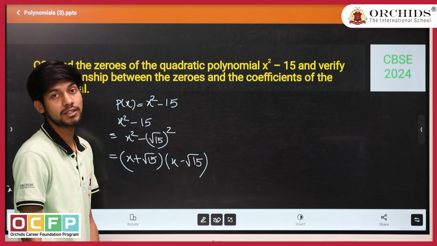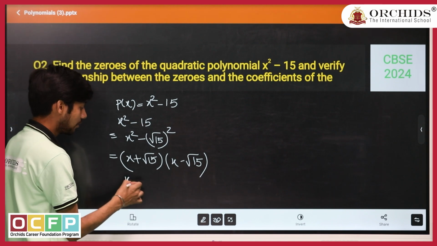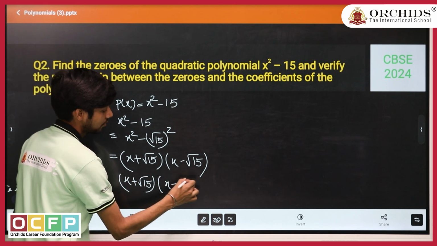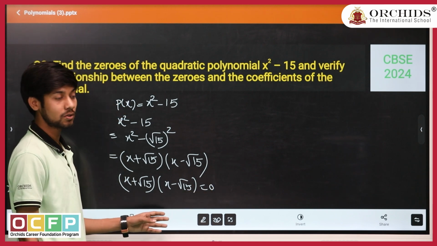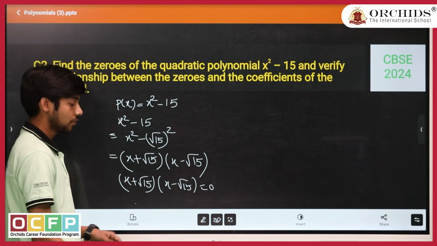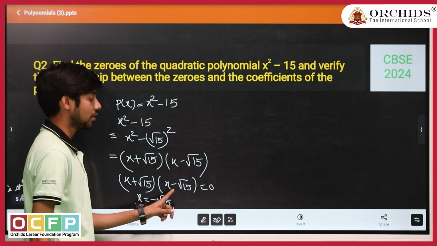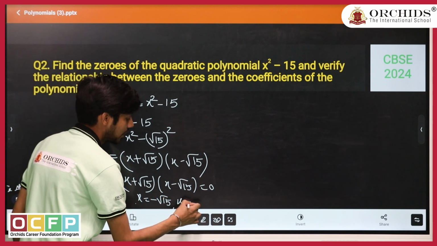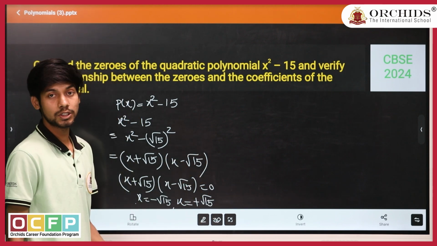Now after factorizing it to find the zeros, we equate it with 0. So if we equate x plus root 15 into x minus root 15 with 0, we will say either this is 0 or this is 0. So if we put this equal to 0, we will get x is equal to minus root 15, and if we put this factor as equal to 0, we will get x is equal to plus root 15. So we got two zeros of that polynomial.